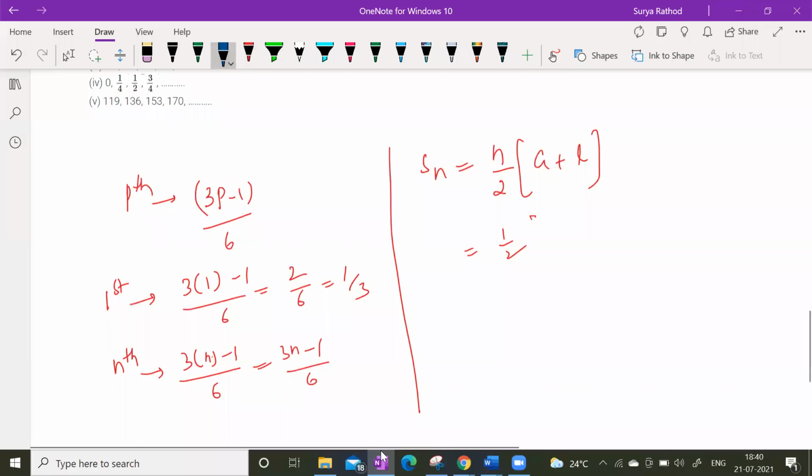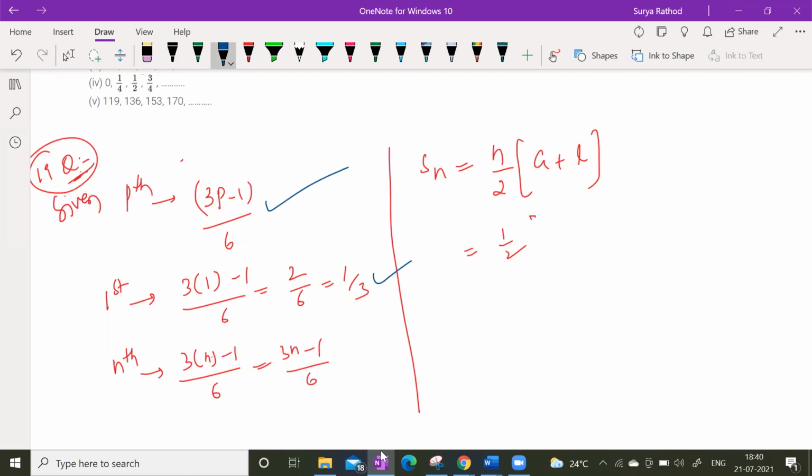He has given the pth term. Which question is it, 18th or 19th one? 19th one. So the given pth term is this one. The first term is going to be 1 by 3. The nth term is going to be this one. So I know the formula: first term plus last term, average. Yes or no? This is the formula of the sum. Yes or no?